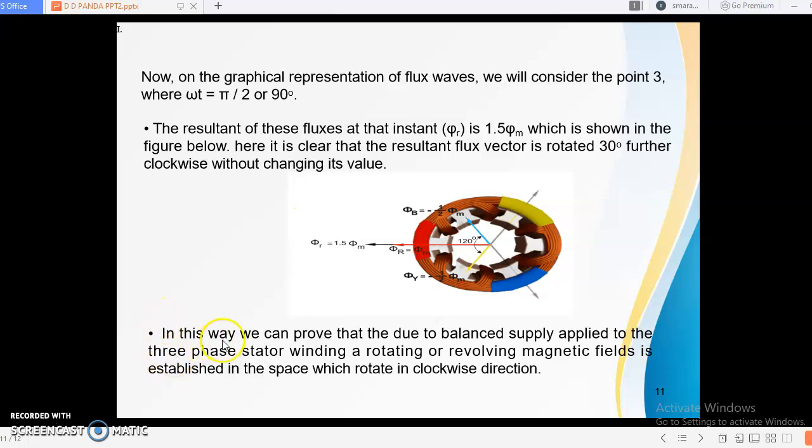So in this way, we can prove that due to balanced supply applied to the three-phase stator winding, a rotating or revolving magnetic field is established in space which rotates in clockwise direction, as already shown in the different vector diagrams. The resultant flux phi r will be continuously rotating in clockwise direction with a move of further 30-degree value.